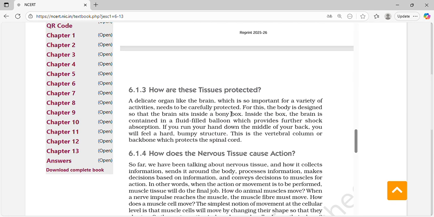A delicate organ like the brain is protected in a bony box. Inside the box, the brain is contained in a fluid-filled balloon, which provides further shock absorption. If you run your hand down the middle of your back, you will feel a hard, bumpy structure. This is the vertebral column or the backbone, which protects the spinal cord.